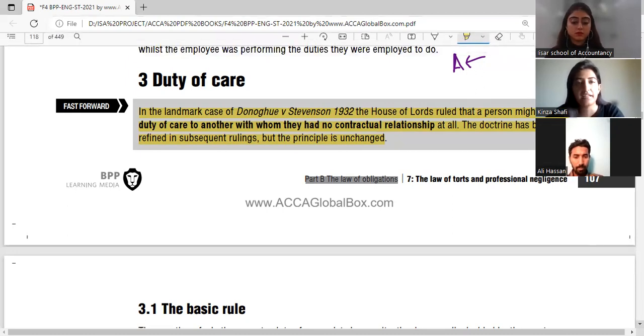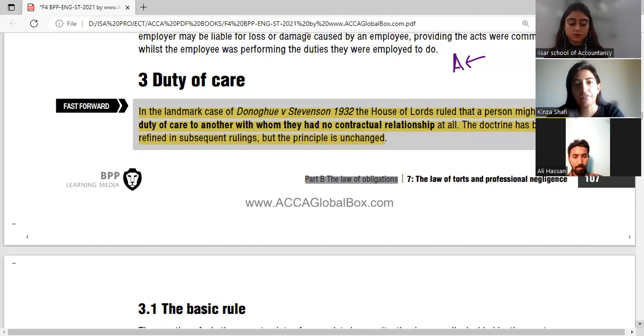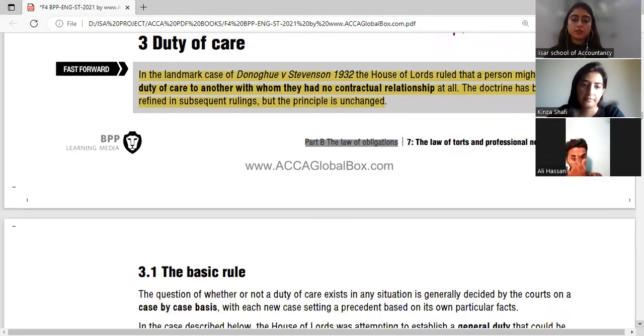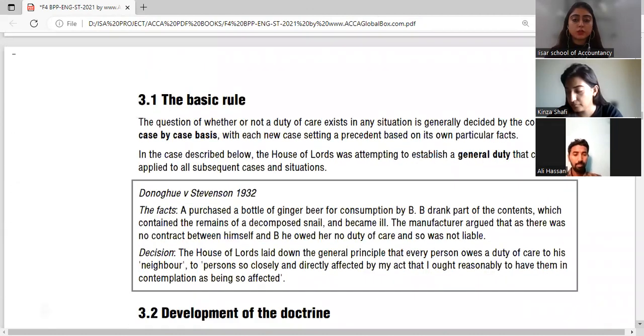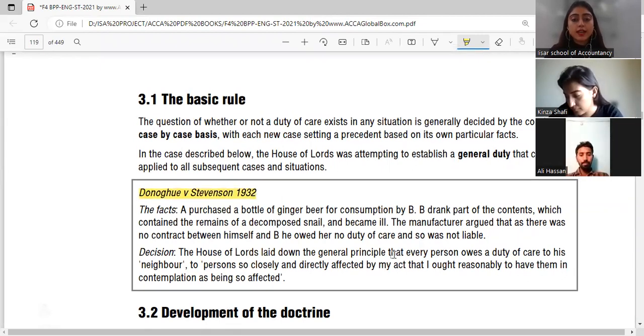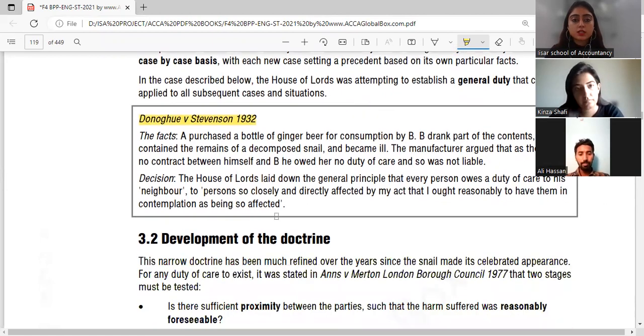Sometimes it happens that we are not even in a contract. There is no contract at all between two persons, but still one of the persons is responsible, and this is the principle, and it has not been changed. So it's not necessary that there is a contractual relationship between the two parties in order to establish a duty of care. Okay. Next, Donoghue versus Stevenson, 1932. What is this case all about?